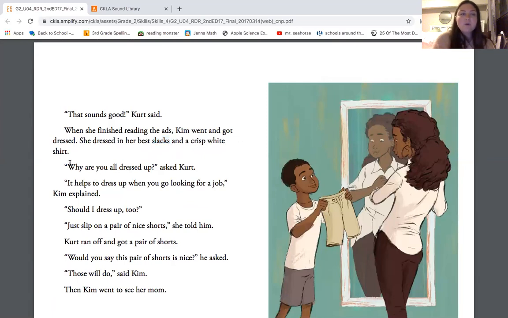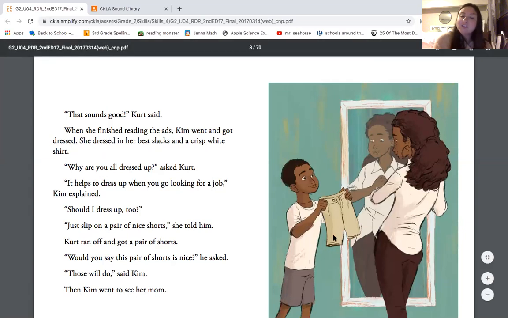And a crisp white shirt. "Why are you all dressed up?" asked Kurt. "It helps to dress up when you go looking for a job," Kim explained. "Should I dress up too?" "Just slip on a pair of nice shorts," she told him. Kurt ran off and got a pair of shorts. "Would you say this pair of shorts is nice?" he asked. "Those will do," said Kim. Then Kim went to see her mom.